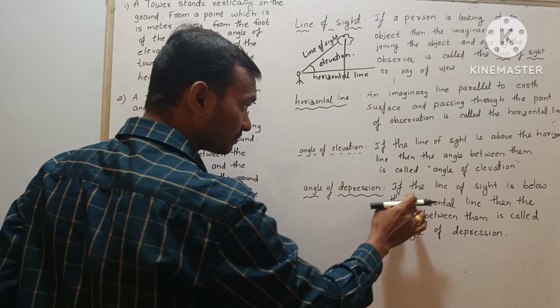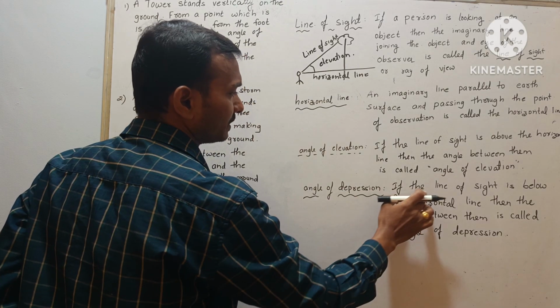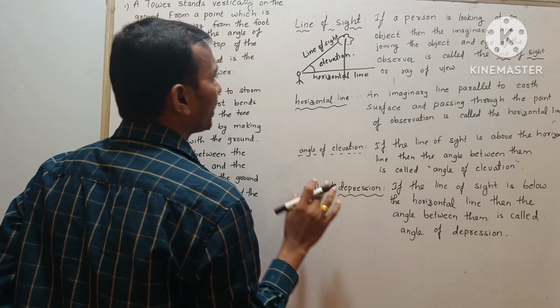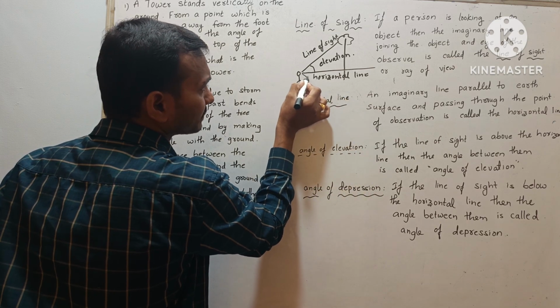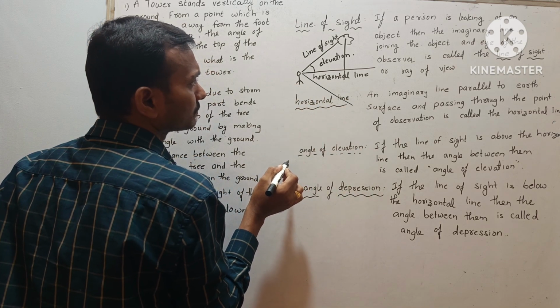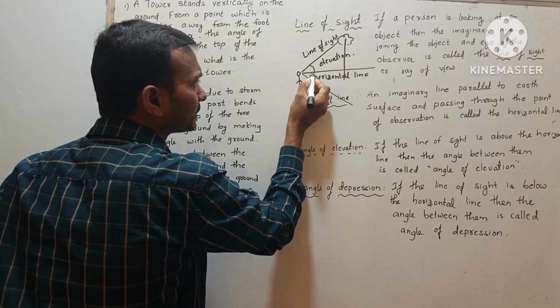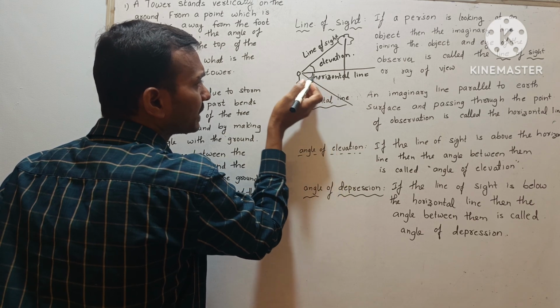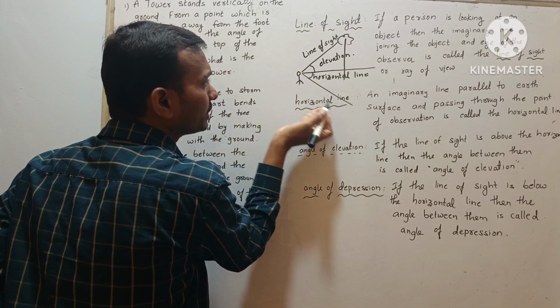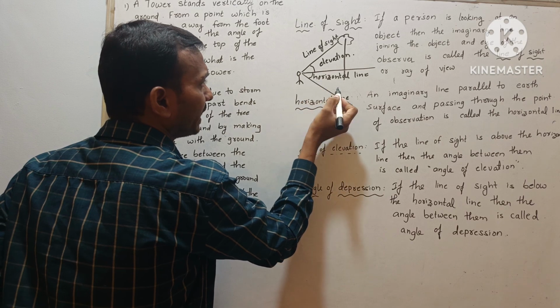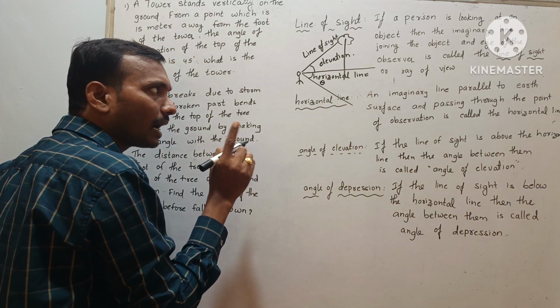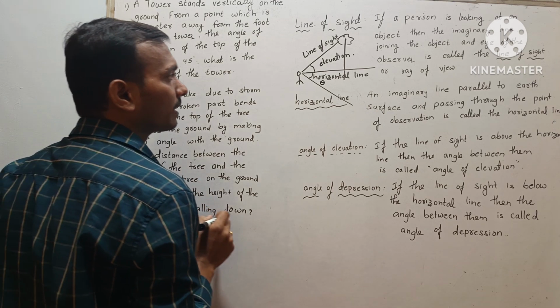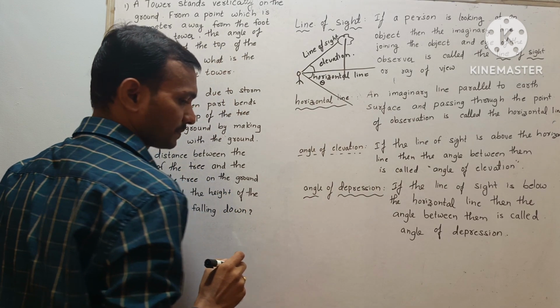Next, angle of depression. If the line of sight is below the horizontal line, for example, the line of sight is like this. So now, the person is observing below the horizontal line. Then the angle formed between the horizontal line and the line of sight is called angle of depression.